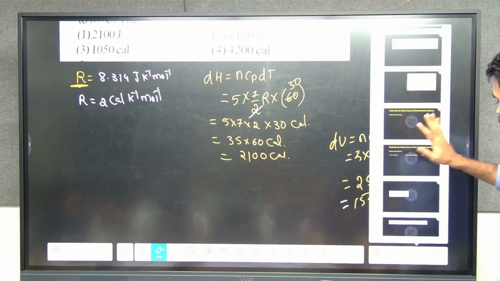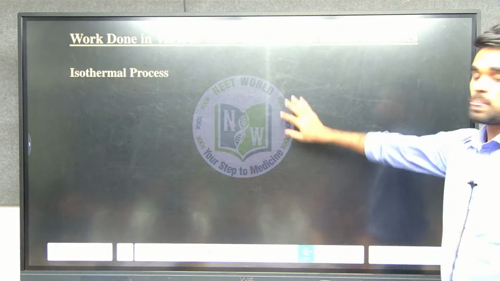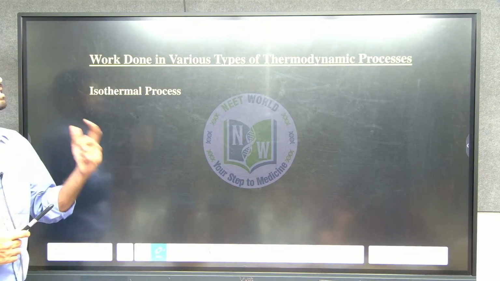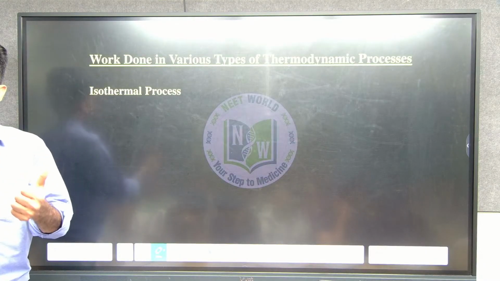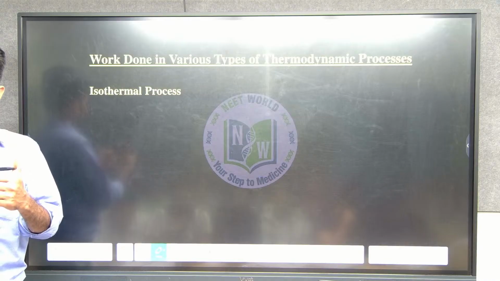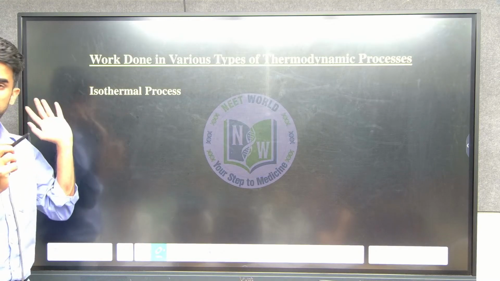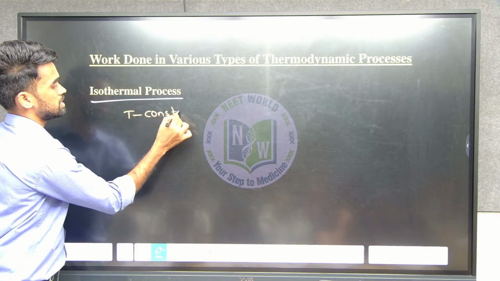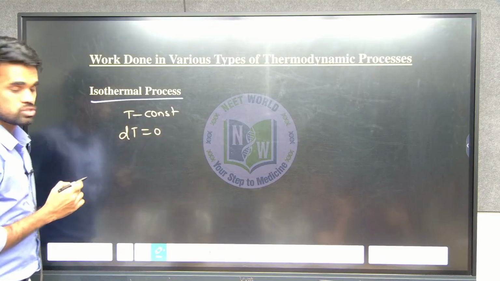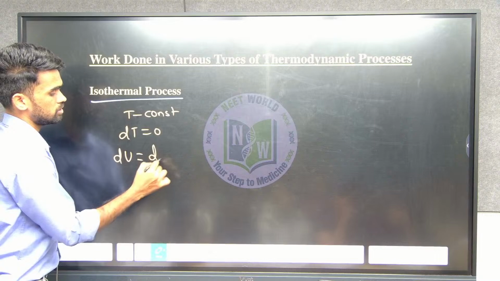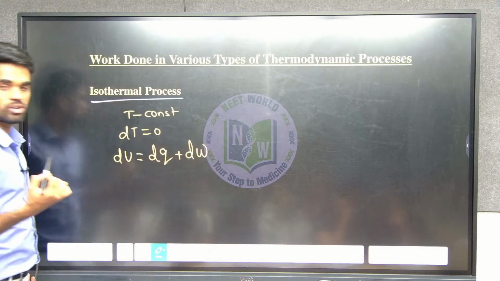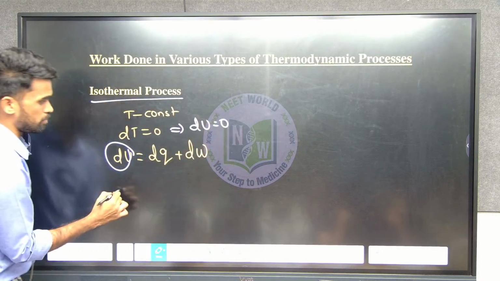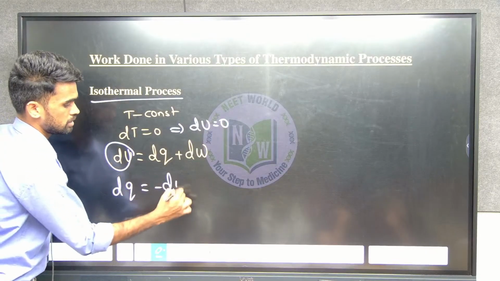Okay, next one. Once read this. Work done in various thermodynamic processes. What are the thermodynamic processes we discussed? Isothermal, isobaric, isochoric, adiabatic. So first one is isothermal. So what is constant here? Then change in temperature will be 0. So now what happens to the first law of thermodynamics? What becomes 0 here? dU equals 0. Then dQ equals minus dW.